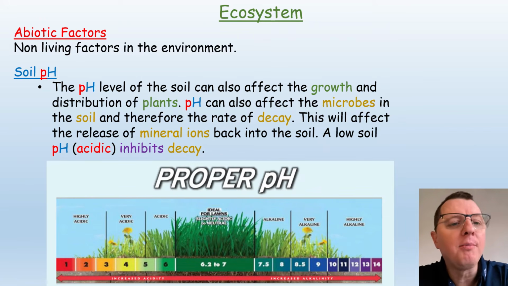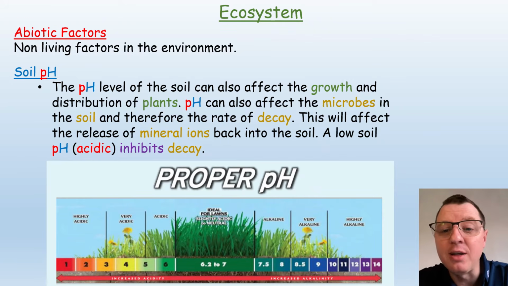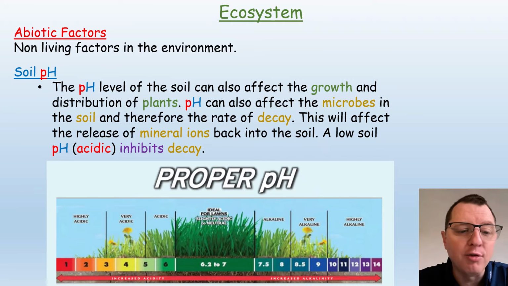Next factor is pH. Again, it's an abiotic factor, non-living, and the pH of the soil can also affect the growth and distribution of plants. pH can also affect microbes in the soil and therefore the rate of decay. So this will affect the release of minerals back into the soil. A soil with low pH, very acidic, will inhibit decay and therefore decay will happen much, much slower.